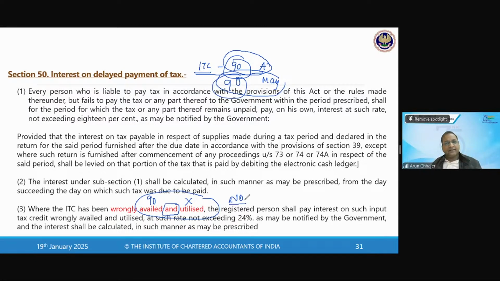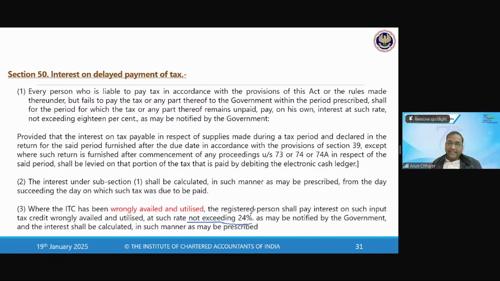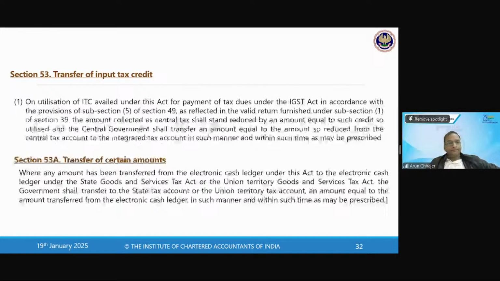What is the rate of interest on reversal of ITC? Let's say I have wrongly availed and utilized also. I am paying back to the government. What is the rate of interest? Yes, it is saying not exceeding 24. But if you read the notification, they have retrospectively reduced it and now it is 18%. I hope it is clear.